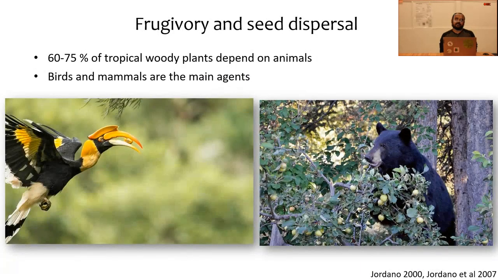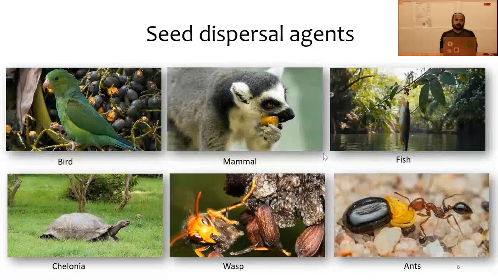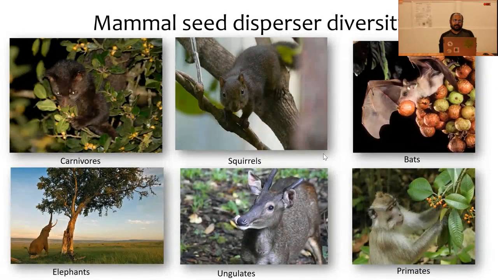In the tropics, 60 to 75% of woody plants depend on animals as seed dispersers, and among the animals, birds and mammals are the main agents, and among them, birds are the most well studied. Now, what are the other seed dispersal agents? It is basically fish, chelonia, and some insects like wasps and ants also act as seed dispersers. Among mammals, a variety of mammals disperse seeds. From small-bodied mammals like squirrels to larger ones like elephants, they all in some way help in dispersing seeds.